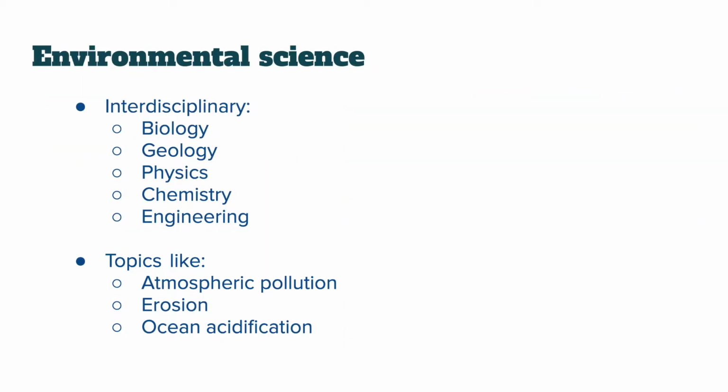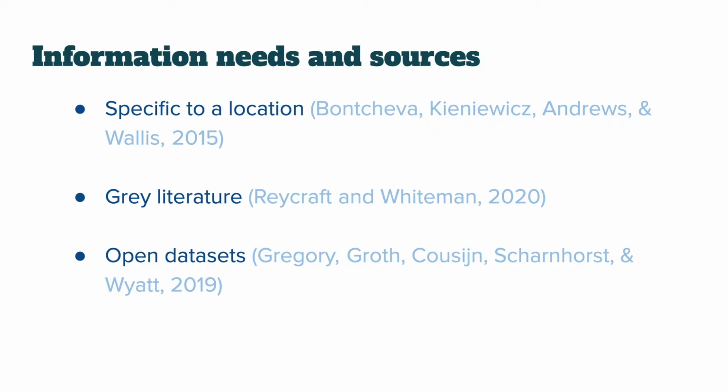Environmental science is an interdisciplinary field. It touches on a lot of different disciplines, even beyond the ones listed here. Within environmental science, some important information needs include finding information that's specific to a location, being able to search gray literature, so government reports, environmental impact statements, as well as open data sets, which, given the interdisciplinary nature of the field, can be challenging to find in the normal disciplinary places.